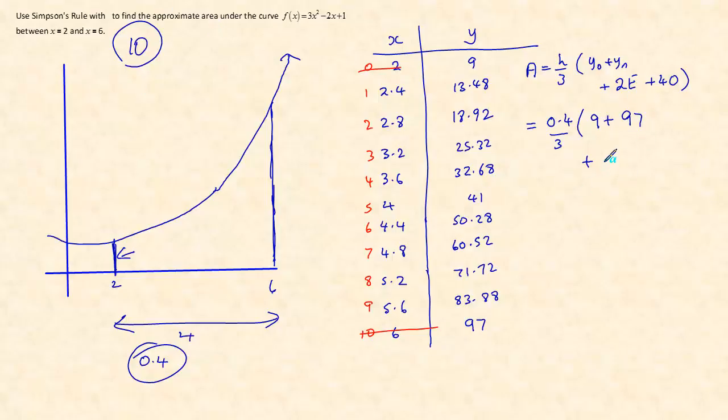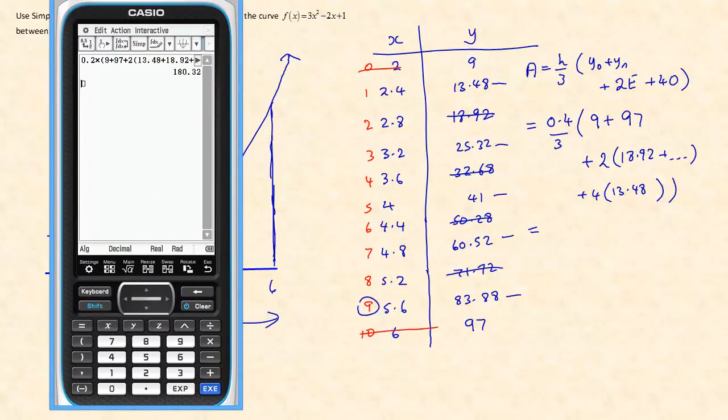So twice the even ones, so that's going to be the 18.92 and so on. So all of these ones that have even numbered ordinates. And then we're going to have 4 times the odd ones, so that's the 13.48, and so all of these ones here that have odd ordinates. So that's how we're going to work that out. So let's bring this in.